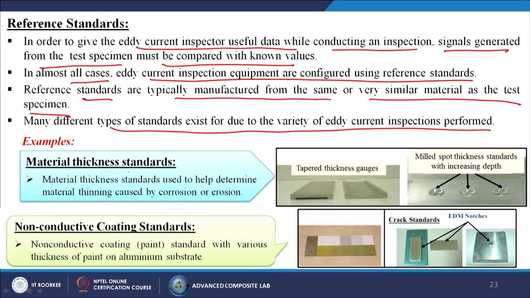Examples: material thickness standards, used to help determine material thinning caused by corrosion or maybe erosion. Tapered thickness gauges, mild steel thickness standards use increasing depths. Crack standards, some EDM notches. Non-conductive coating standards, like paint standards with various thicknesses of paint on aluminum substrates. So, these are the standards.